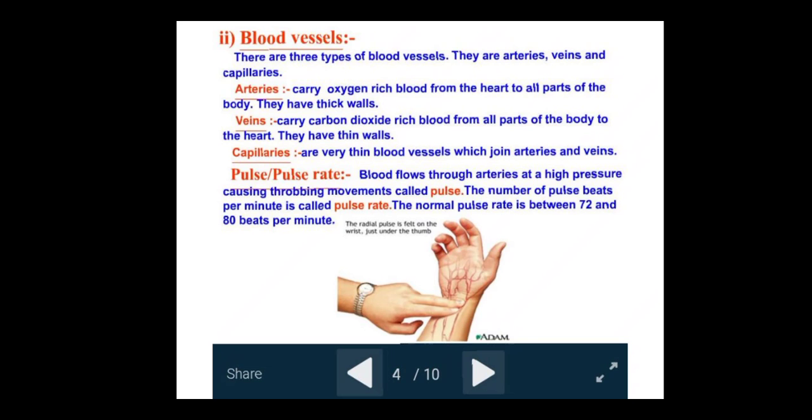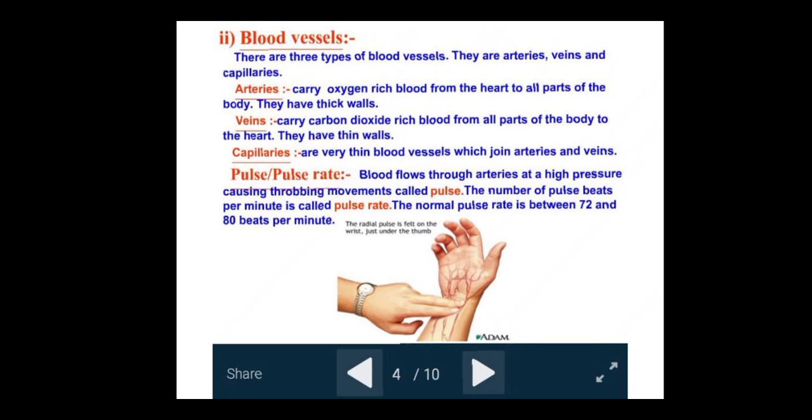Now what is pulse rate? How to measure or how to know our pulse rate? Blood flows through the arteries at a high pressure, causing a throbbing movement called pulse. If you take your hand, you will see the movement in your hand, and this is known as the pulse. It is seen in your wrist.